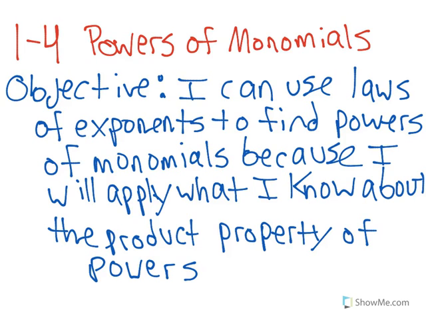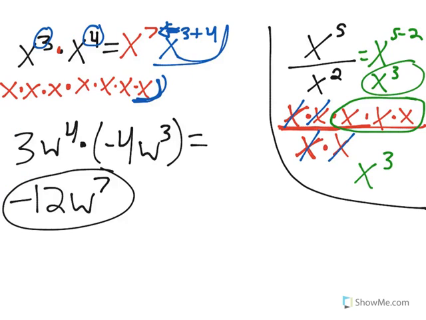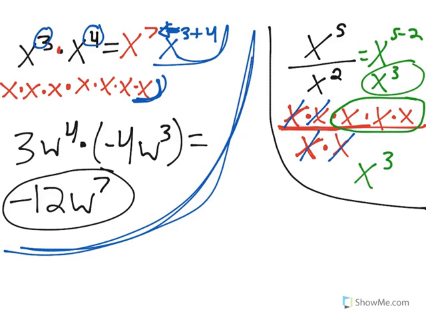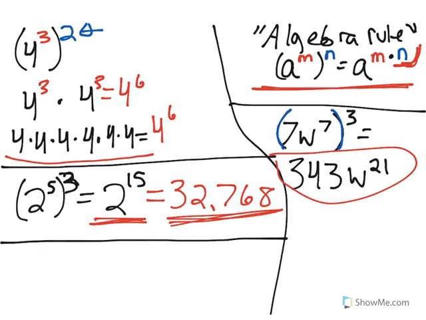Okay, so our objective was I can use the law of exponents to find powers of monomials, or a power of a power, because I will apply what I know about the product properties of powers, meaning we briefly reviewed our crash course on how to multiply with exponents, and we know that we add them, as when you had x cubed times x to the 4th. But then we took that one step further and talked about what if you had an exponent of an exponent, and so we talked about what that means.